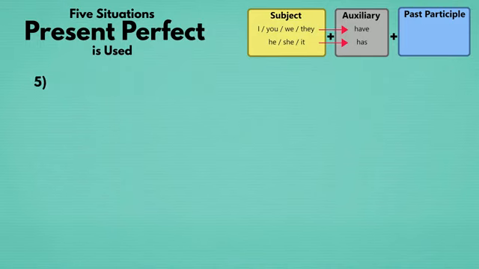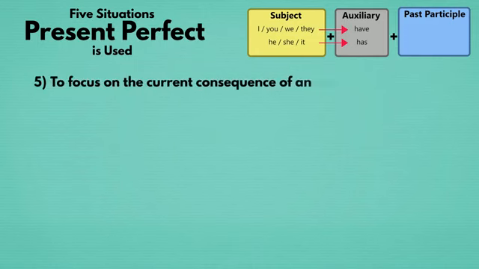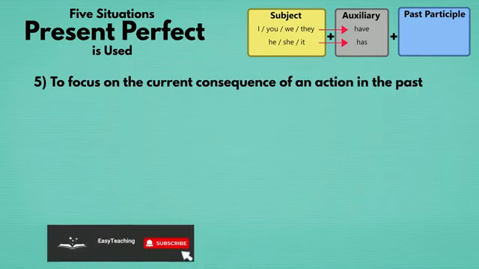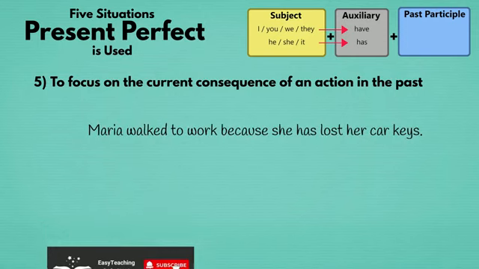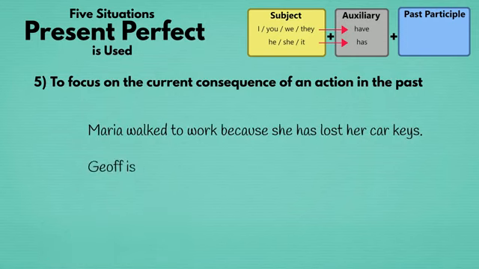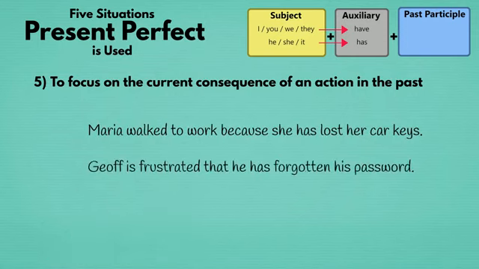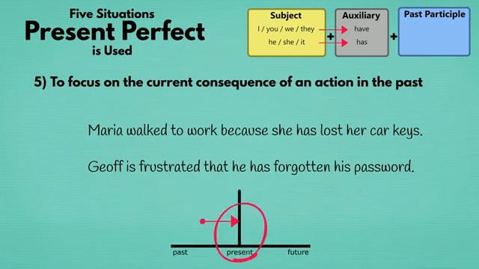Number 5. We use present perfect to focus on the current result or consequence of an action in the past. For example, Maria walked to work because she has lost her car keys. And Jeff is frustrated that he has forgotten his password. The focus of each of these sentences is the present consequence of the action that happened in the past.